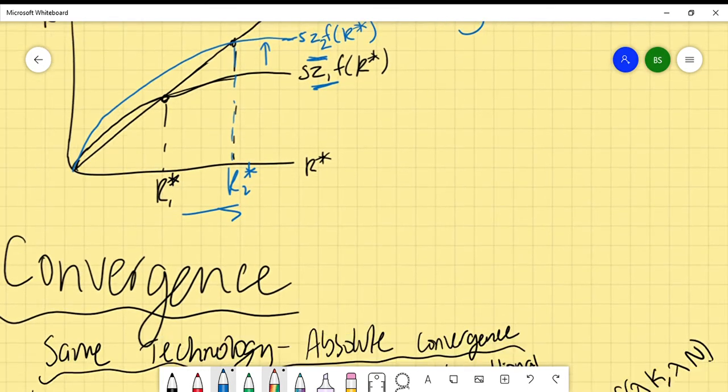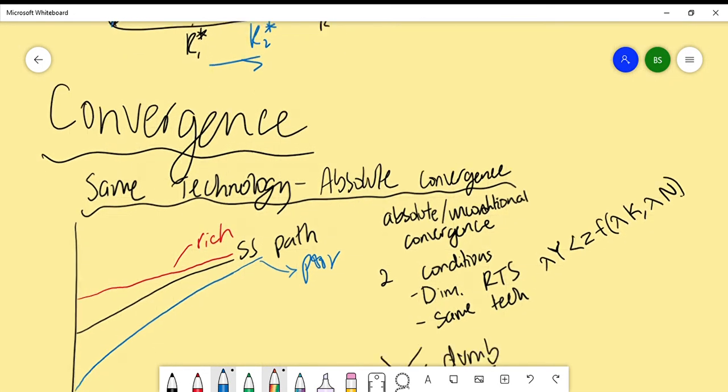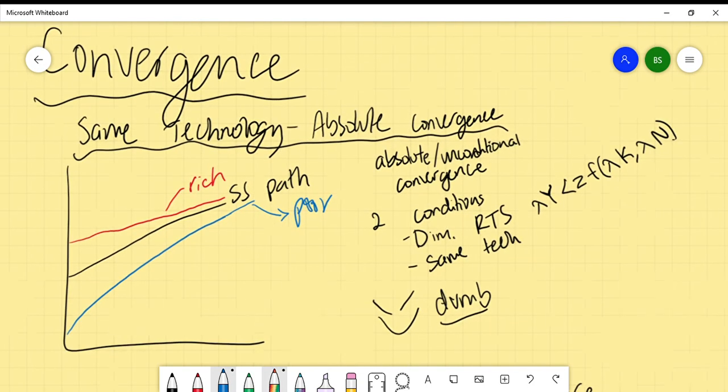Cool. So the last topic before I end this off is convergence. Convergence is a pretty cool topic. It has to do with economic growth. Basically, no matter what condition two different countries are in the initial stages, as long as they have the same technology, they will converge to the same steady state path. The steady state path, as you know, is the equilibrium.